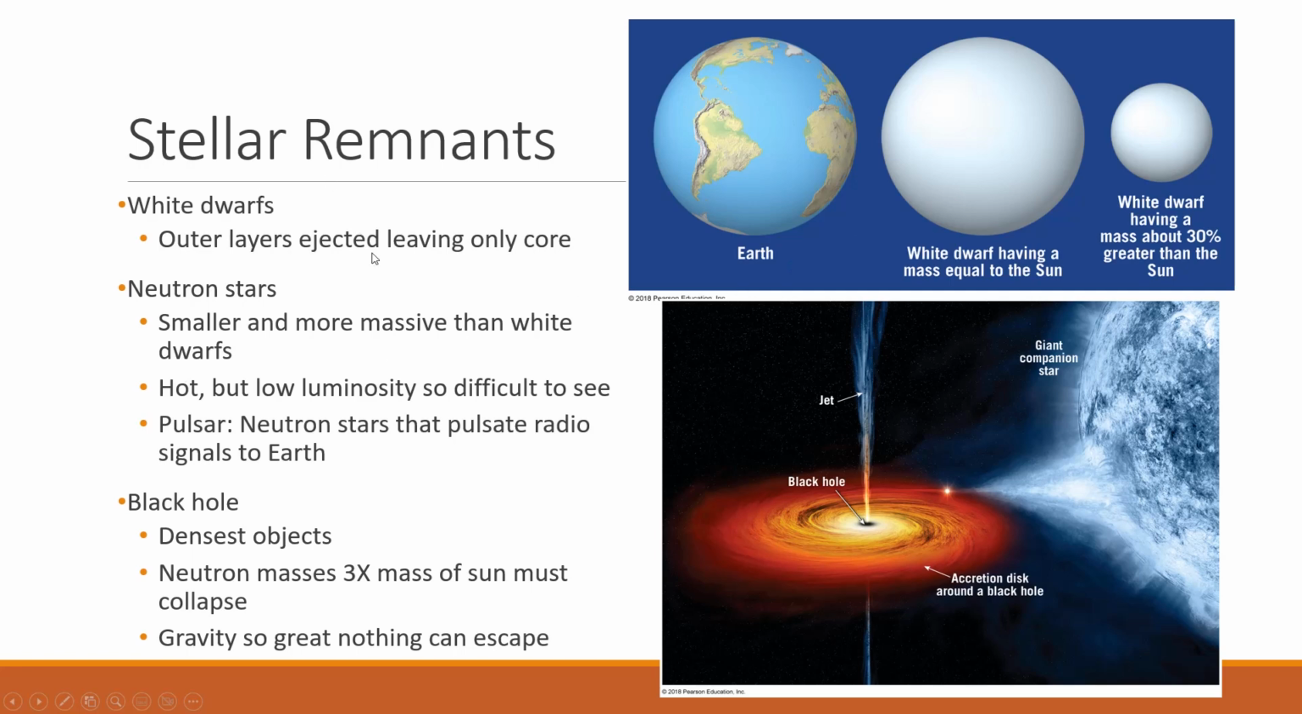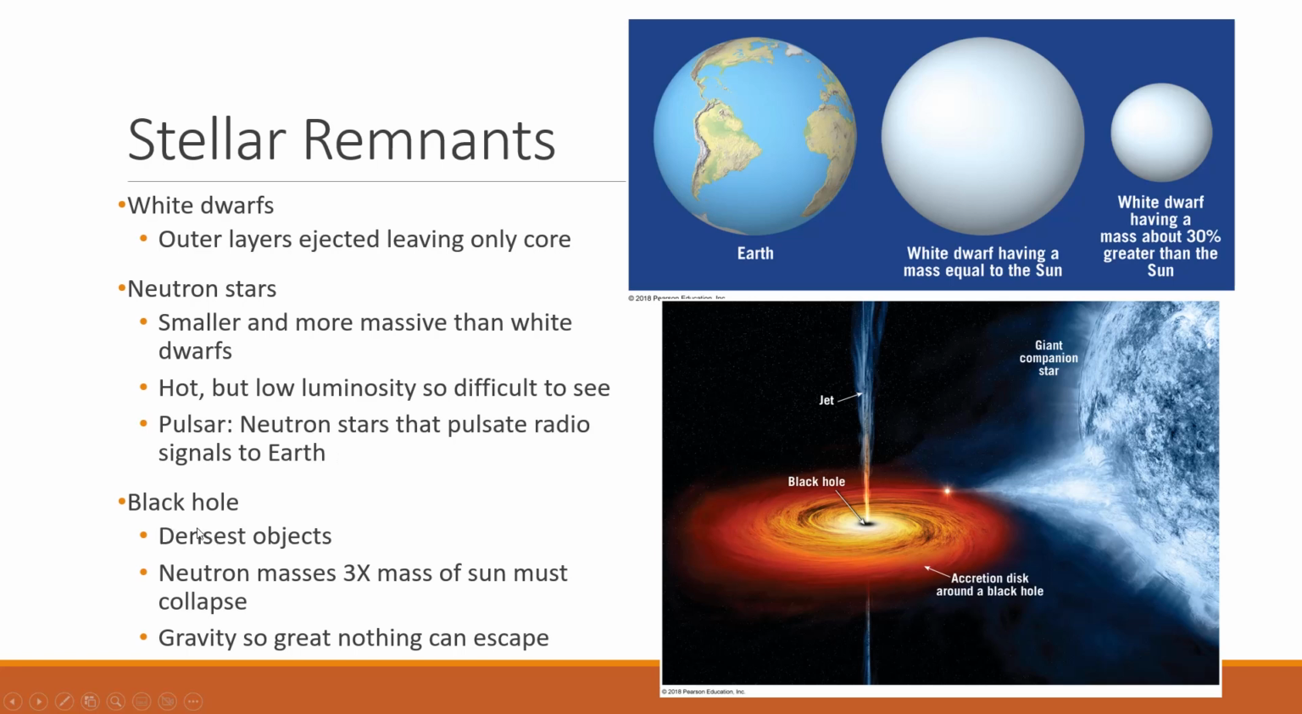Neutron stars, which again are coming from the higher mass initial stars, are even more dense. So they're smaller and more massive than white dwarfs, so they're even more dense. They are very hot, but they have very low luminosity, so they're difficult to see. We can observe them, though, using sound. Pulsars are neutron stars that pulsate radio waves back to Earth, and we can actually record those.